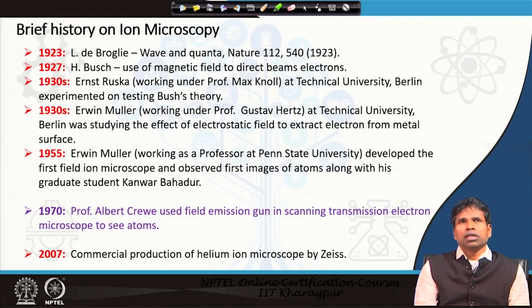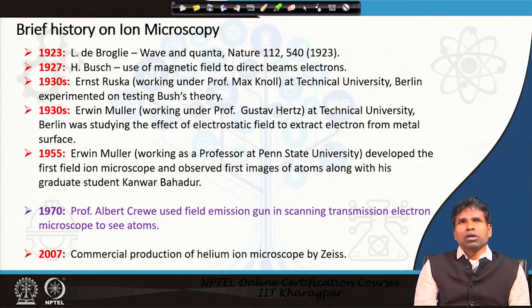These two theories in 1937 led to two projects at Technical University Berlin, Germany. There were two groups, one with Professor Max Knoll, and he was investigating the Busch theory, particularly his student Ernst Ruska, who was studying how the magnetic field can be used to control the electron beam, which could therefore be utilized in electron microscopy. What we have seen in our scanning electron microscope, the condenser lens and objective lens, the theory and the experimental work were primarily carried out by Ernst Ruska.